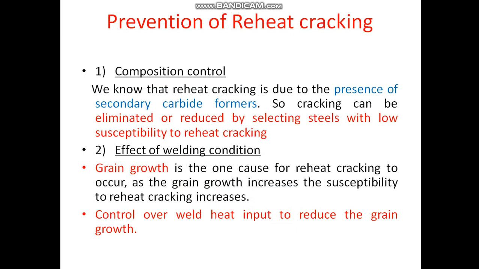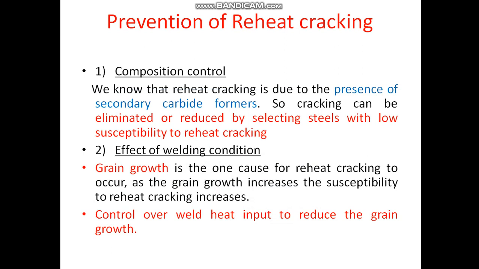First is the composition control, because of the presence of strong secondary carbide formers, the reheat cracking is taking place. So this reheat cracking can be eliminated or reduced by selecting a steel with low susceptibility to reheat cracking. So choosing a composition that contains fewer secondary carbide elements.